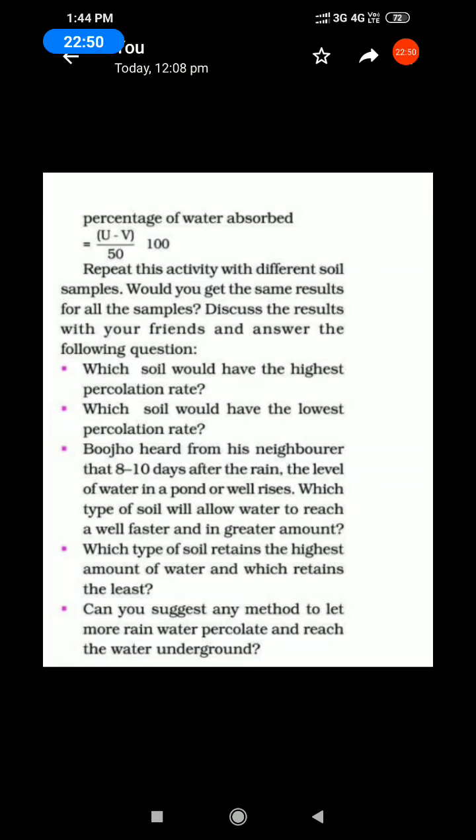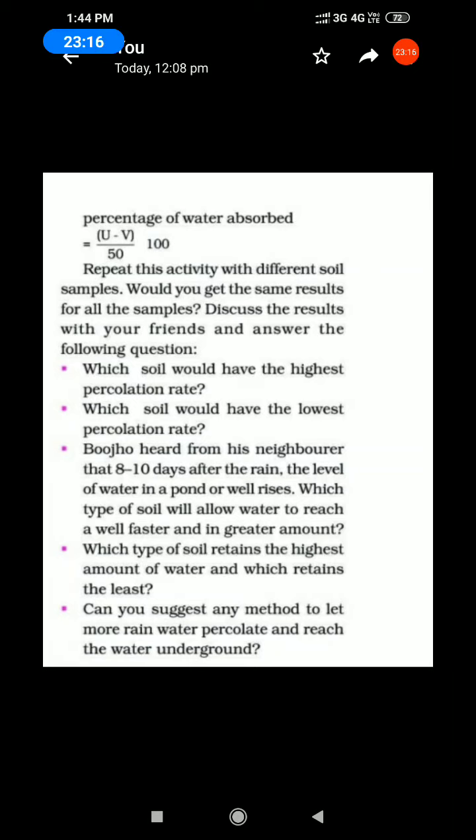The sandy soil is loosely packed, so it has large air spaces. Next, last one. Can you suggest any method to let more rainwater percolate and reach the groundwater?